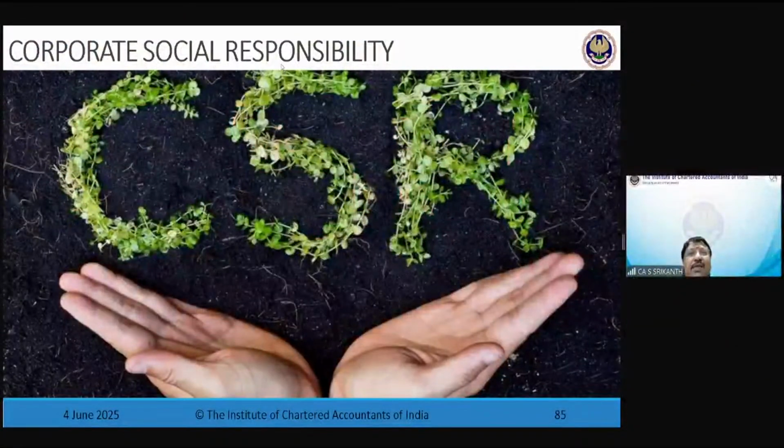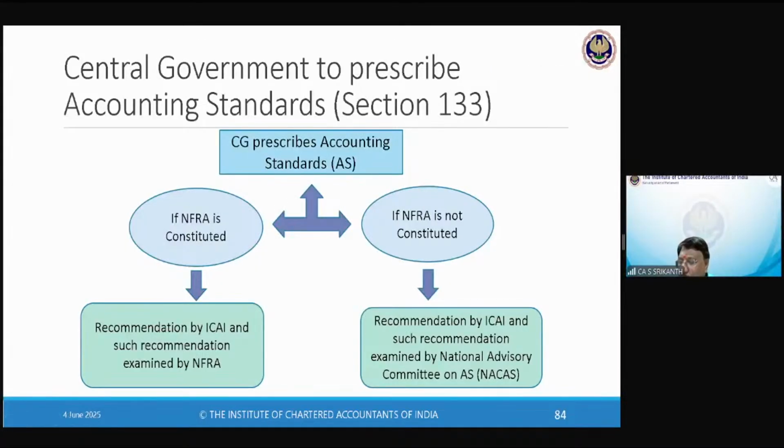Yeah. We have a nice, interesting question from Mr. Anil Golti. He asked: is NACAS still working? Sure. Curiously, NACAS is still alive and kicking because NFRA is not fully equipped for this. So the institute is still going through NACAS. The institute is recommending to NACAS, which is still very much active.